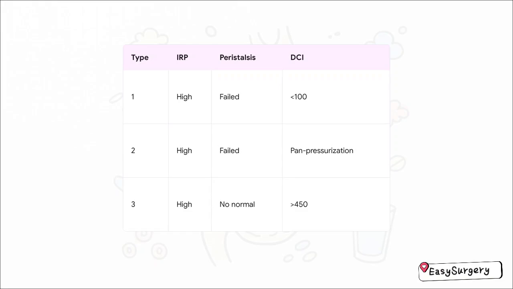What actually separates the 3 types is the distal contractile index, or DCI. Type 1 is your classic failed peristalsis with a super low DCI. Type 2 is characterized by panesophageal pressurization. And type 3, that's the spastic variant, featuring totally premature contractions and a massively elevated DCI.